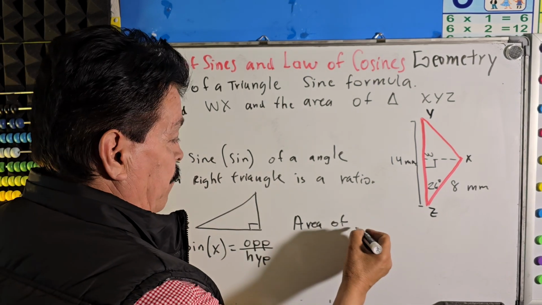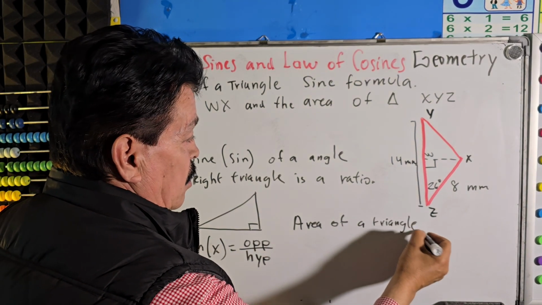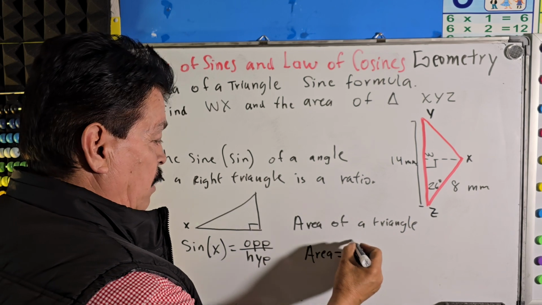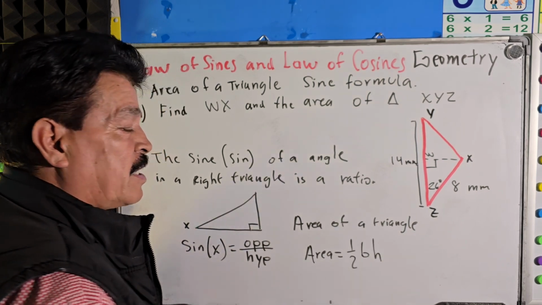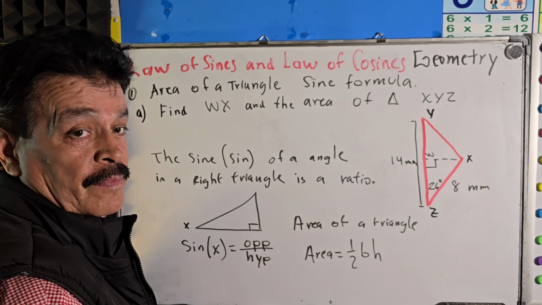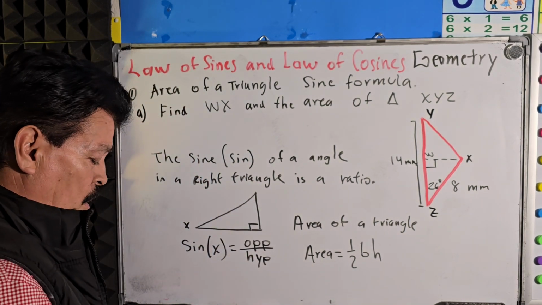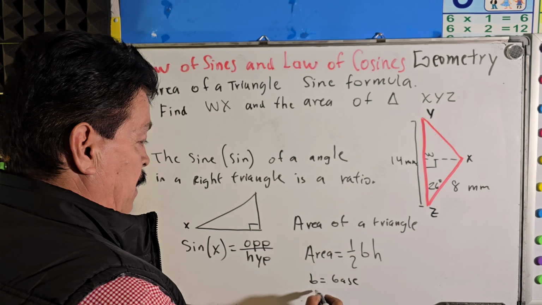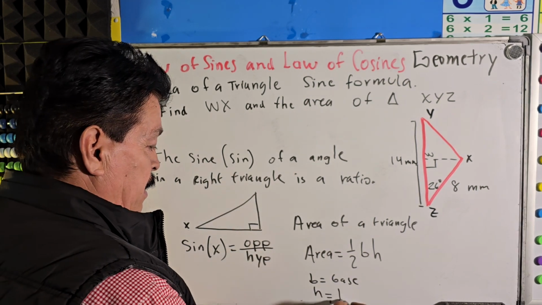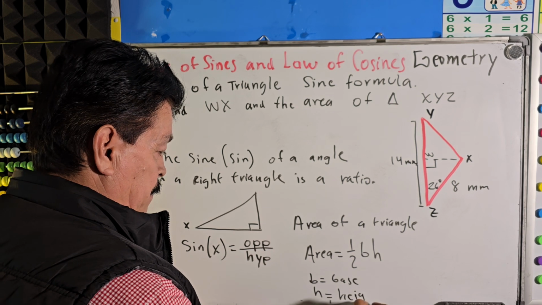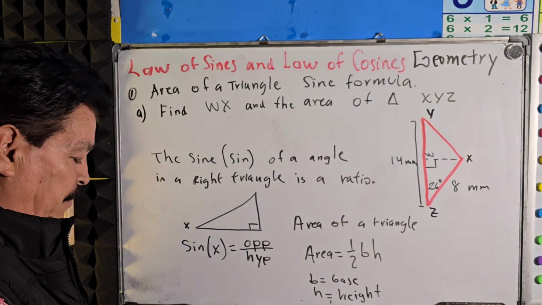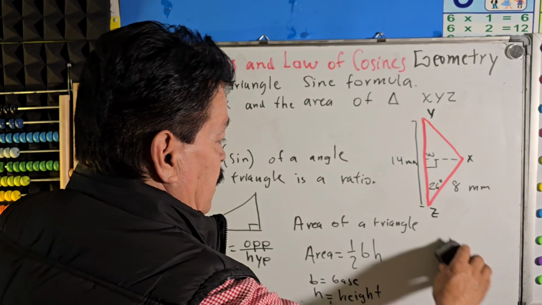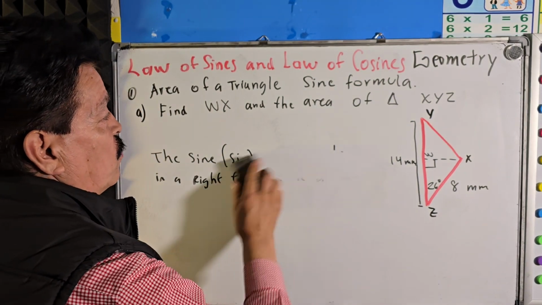So the area of a triangle, we have a problem right there, but I write the main concept here. The area equals 1/2 of base times height. This is the formula to find the area of the triangle. B is the base, and H is the height, and A means the area. All right, after this, let's go find the solution to our problem.